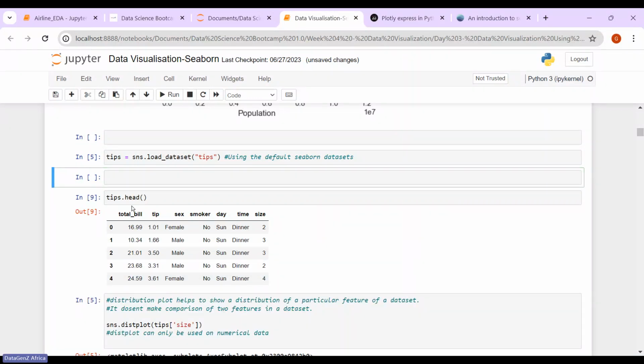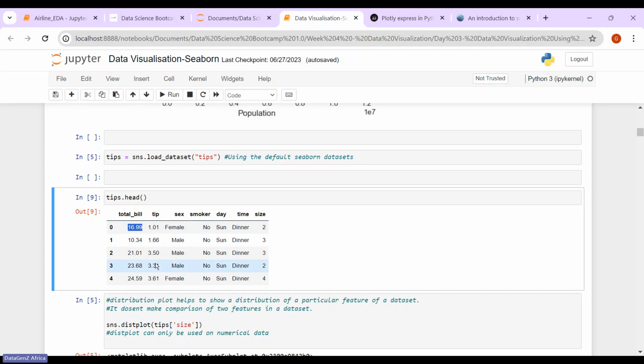So this tips data set holds data on a set of people who maybe went to dinner at a restaurant. It gathers what time they are eating: is it dinner, is it lunch, is it breakfast? Did they tip the waitress or not? And the total bill that they actually paid for that meal.